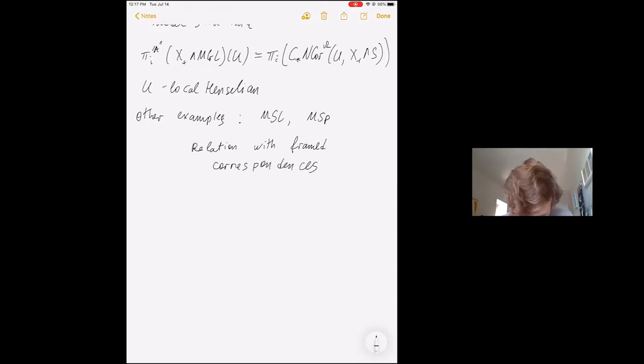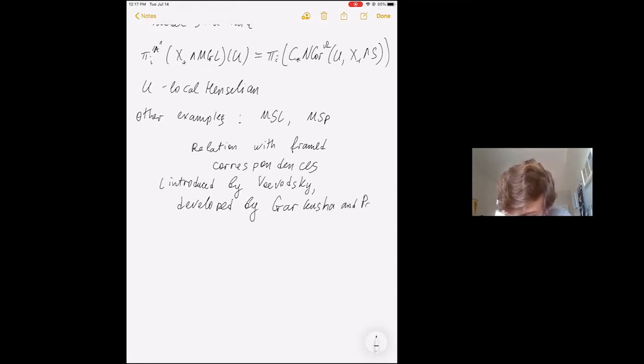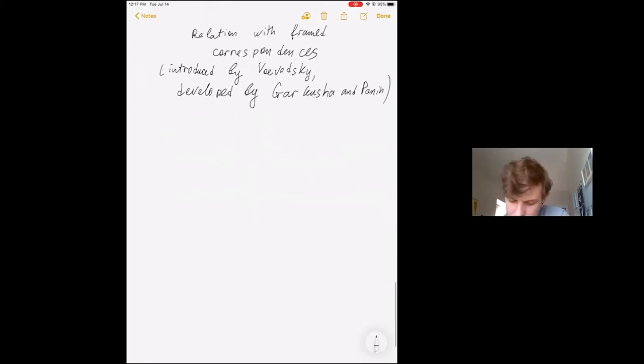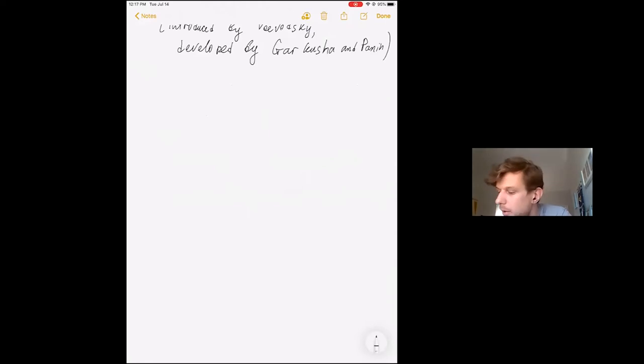So the framed correspondences were introduced by Voevodsky and developed by Garkusha and Panin. So here, let me look at a bit more general situation.